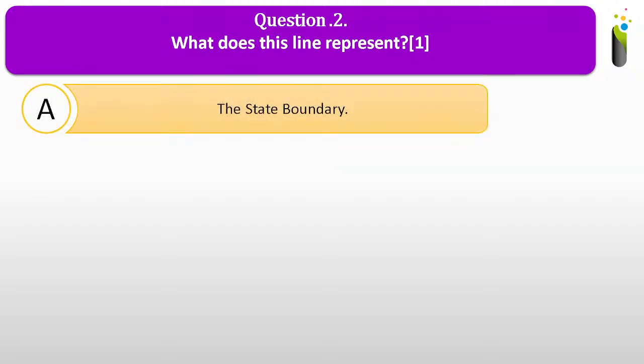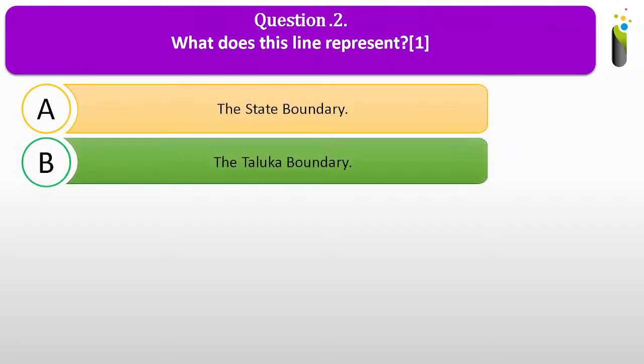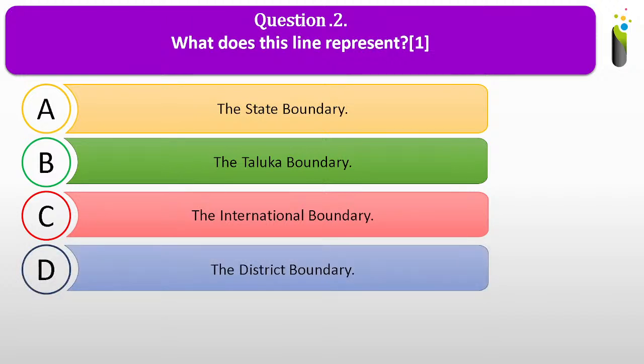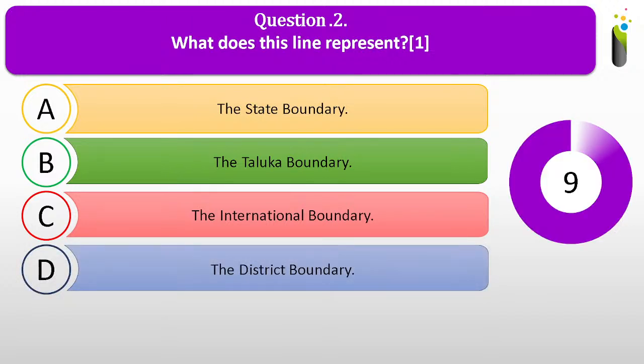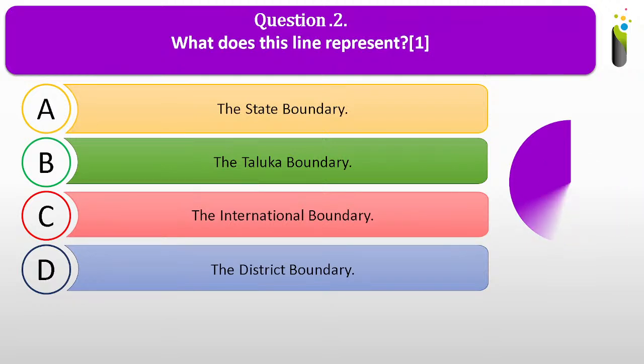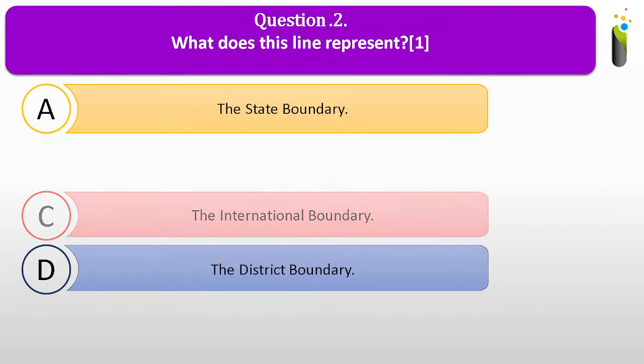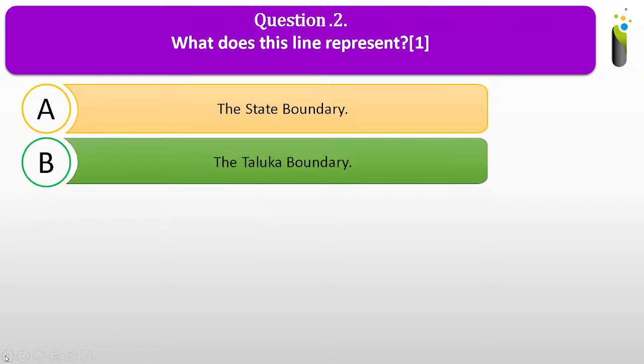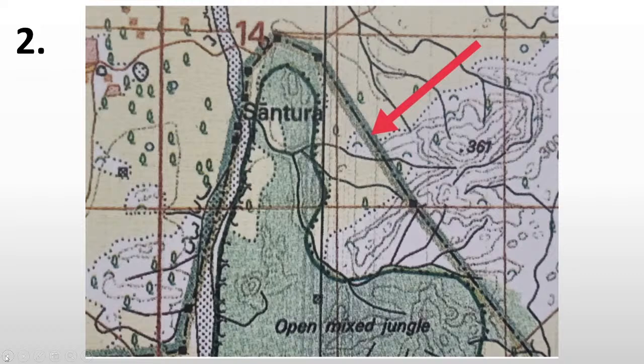A, the state boundary. B, the taluka boundary. C, the international boundary. D, the district boundary. The correct answer for this question is the state boundary. So this line represents the state boundary. I shall show you the picture once again. So this line represents the state boundary.